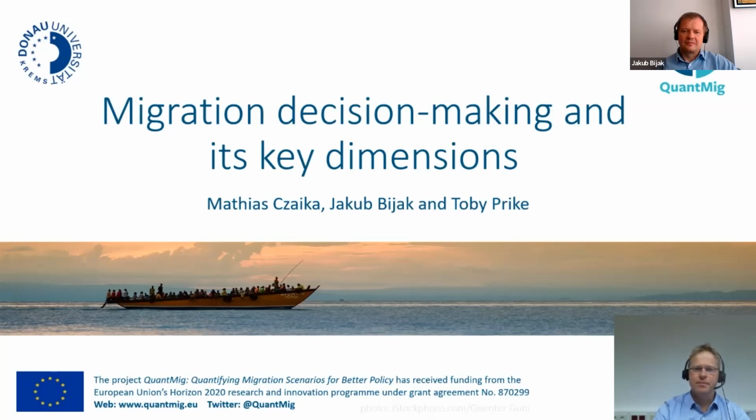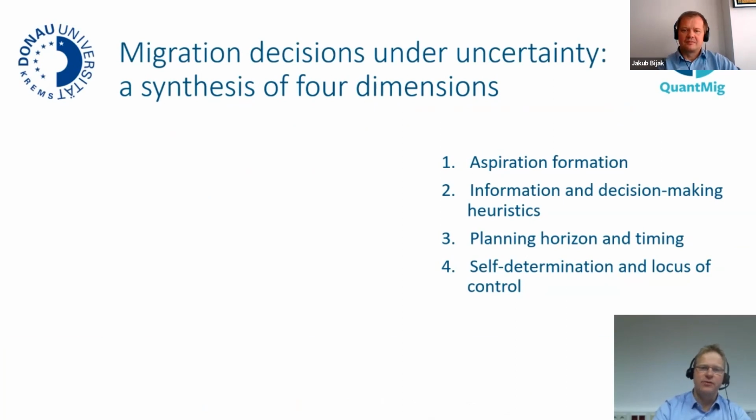Our paper elaborates theoretically about such decisions by developing first a typology of migration decision making, including 4 fundamental dimensions: the formation of migration aspirations, the cognitive rules for searching and evaluating information about migratory options, the timing and planning horizons for preparing and realizing migratory decisions, and the locus of control and degree of agency in making migration decisions. The last dimension addresses the question of who makes the migration decision. Is it individuals, groups, or, for example, external institutions?